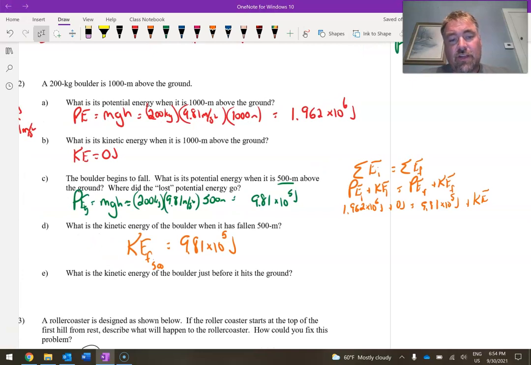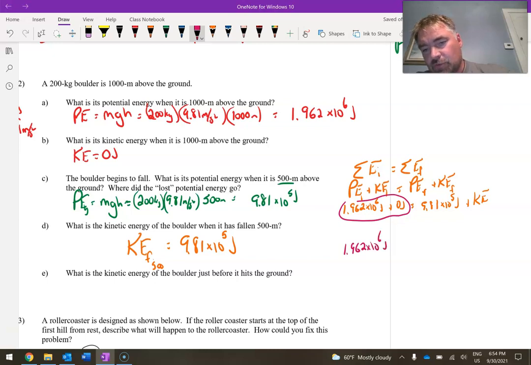Now, part E, what's the kinetic energy of the boulder just before it hits the ground? We're going to do the exact same thing, except I'm going to go down here. All of this stays the same. The initial stays the same. So 1.962 times 10 to the 6 joules plus 0 joules is our kinetic energy.